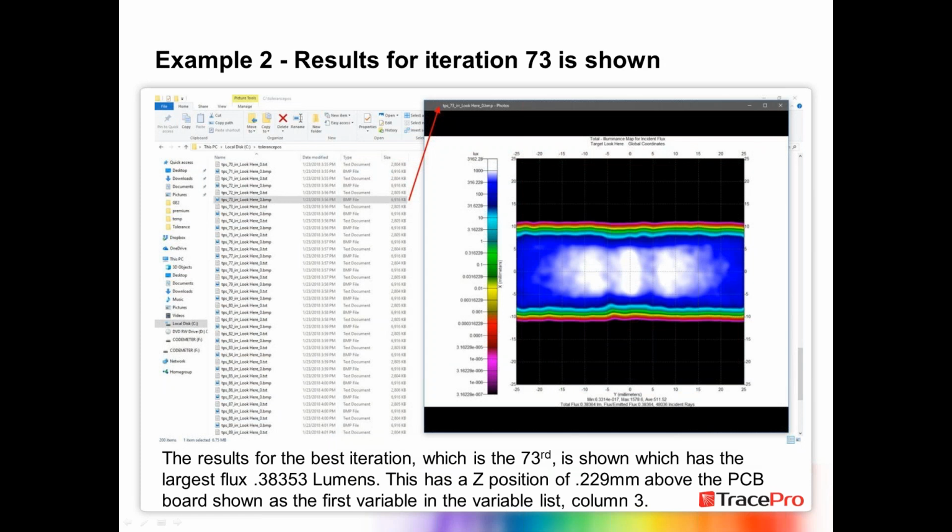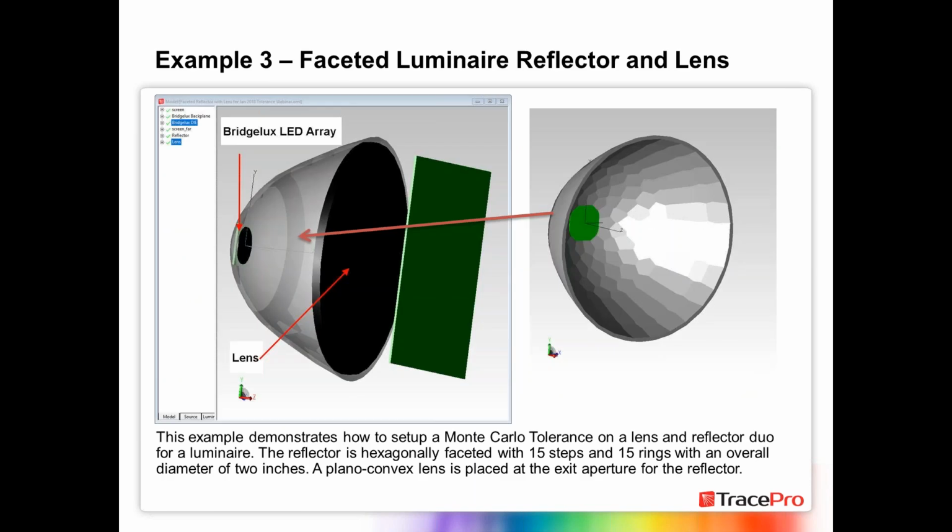What we also notice is that maybe moving the LED a little bit closer will give you more power. And that's another thing that this Monte Carlo analysis showed for us. Now, finally, let's look at the third example. This is a luminaire and lens shape example.